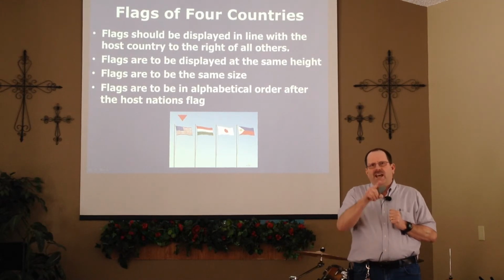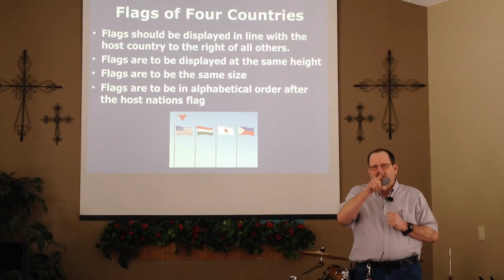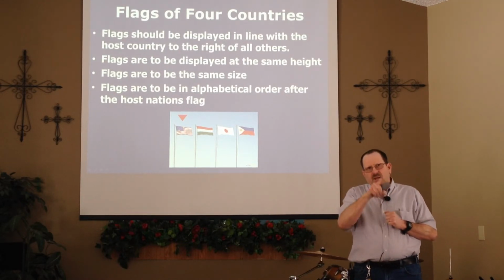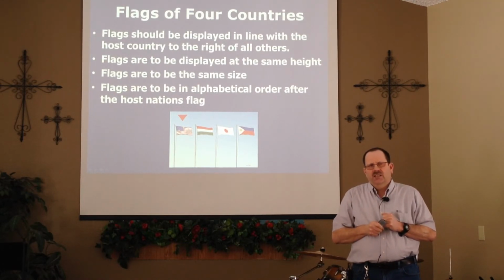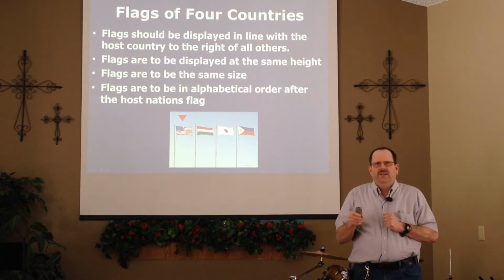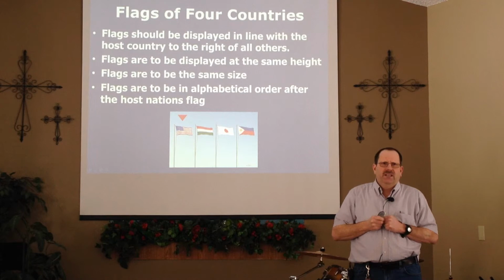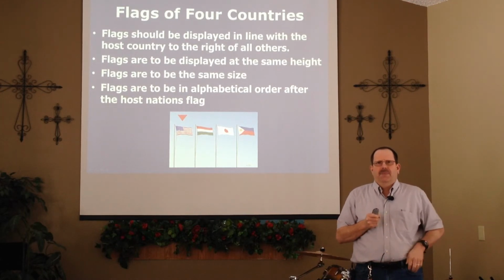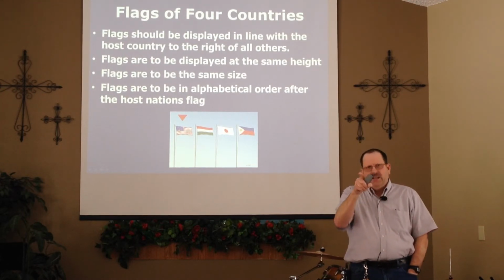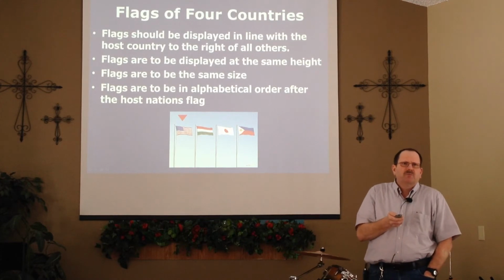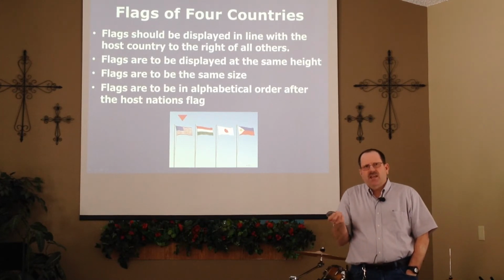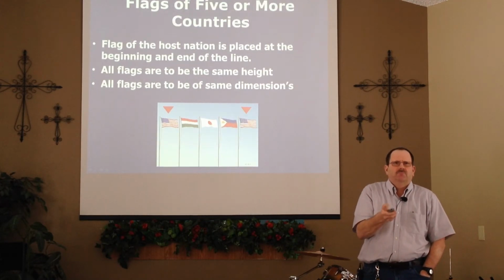It's also important to alphabetize the flags that are to the right as you're looking at it of the host country. For example, in this particular example, it looks like, I'm not sure what flag we have, probably the flag of Albania, the flag of Japan, and probably the flag, it looks like maybe of the Ukraine. And they're in alphabetical order. And once again, they still have to be the same size and the same height.